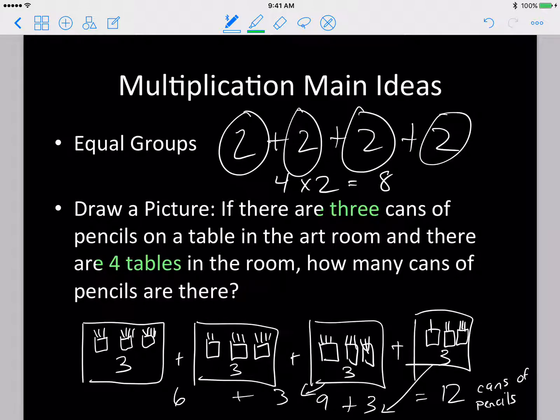That's just an example. Pictures are good. Some of you all might have that memorized, but if you don't, draw a picture. It's helpful.